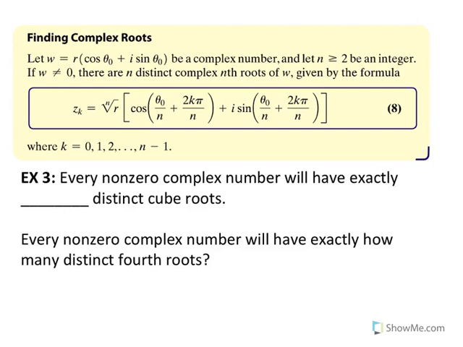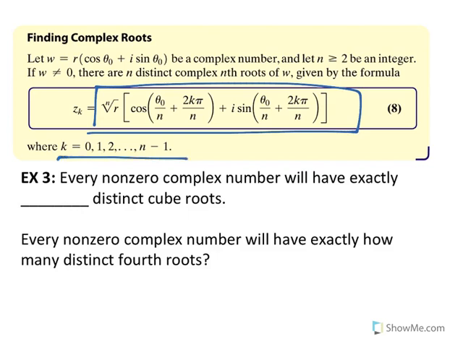Okay, so finding complex roots. So now it's going to say let W equal R times cosine theta plus I sine theta be a complex number where n is greater than or equal to 2, an integer. If W is not equal to 0, then there are n distinct complex nth roots of W given by the formula. So whenever there are n roots, you will have n distinct complex roots. So here's our formula. And then it's important to know that k will equal 0, 1, 2, and so forth until you're 1 less than n.